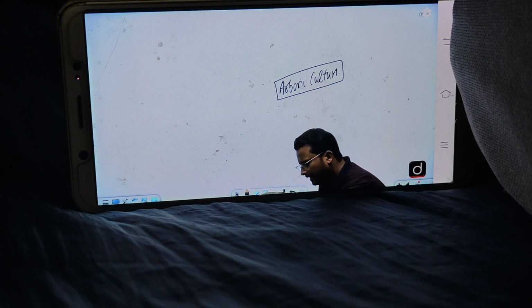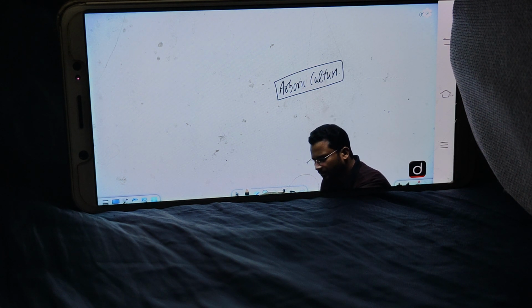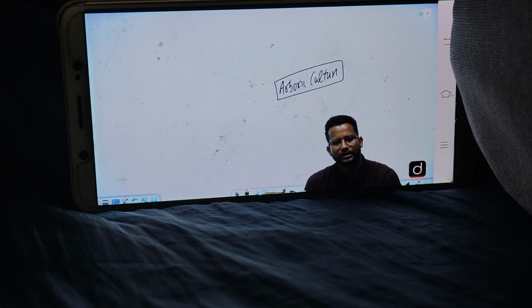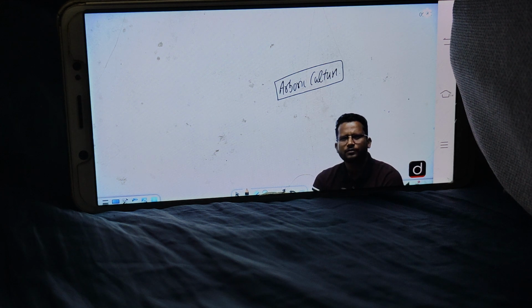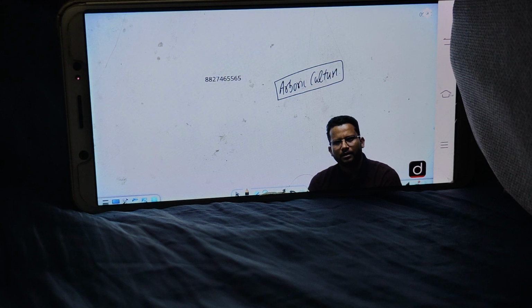Okay? So it's simple: if you are cultivating trees, if you are planting trees and taking care of those trees, that is known as arboriculture. Now, you need to remember that arboriculture is an important part of urban forestry. And what is urban forestry? Urban forestry is planting trees, maintaining trees, taking care of those trees in urban areas.